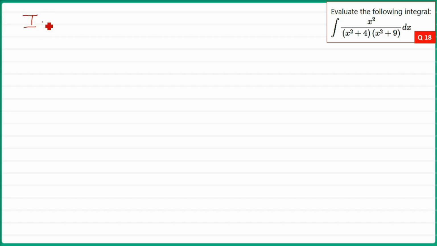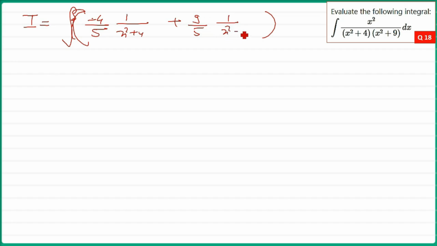Now let's integrate, because we have already found out a, b, c, d. So a and c is 0. So the values which have x as the variable along with them, they will be 0. Only constants will come. So we have b, which is negative 4 by 5 divided by x square plus 4, and then d. So 9 by 5 was d, and x square plus 9 was in the denominator. This is integrable, or we can form two partial fractions.